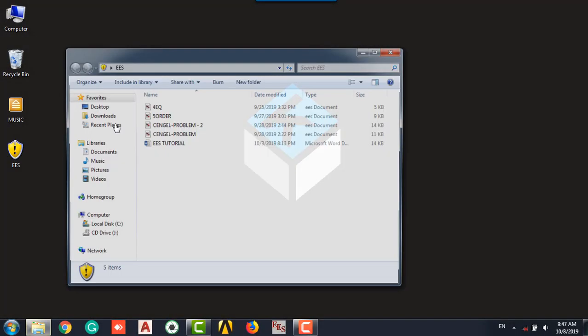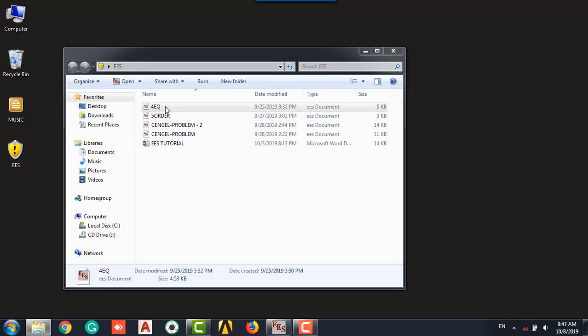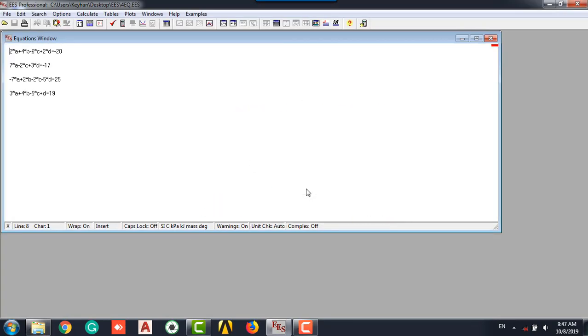In another case, EES can solve a system of linear equations. As you can see in this file, we have 4 equations with 4 unknowns: 2a plus 4b minus 6c plus 2d equals minus 20, 7a minus 2c plus 3d equals minus 17, minus 7a plus 2b minus 2c minus 5d equals 25, 3a plus 4b minus 5c plus d equals 19.